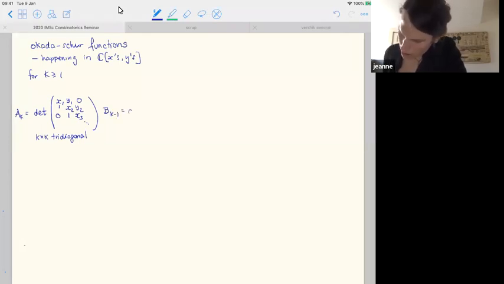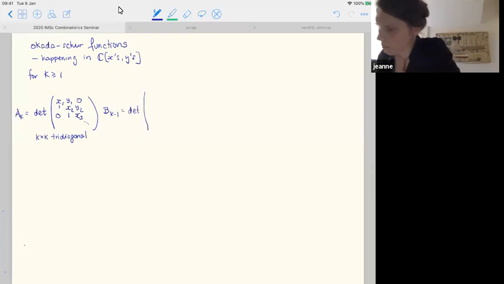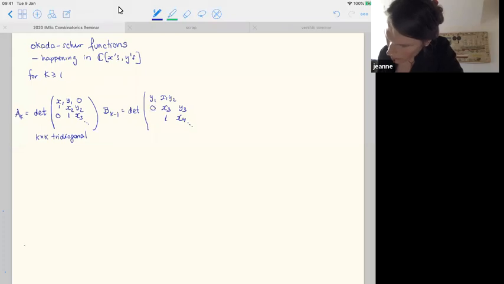It will be a similar determinant, except the initial row is a little bit funny. It's y1, x1, y2, and then the rest is the same pattern: x3, y3, 1, x4, etc. So this is also a k by k tridiagonal matrix.